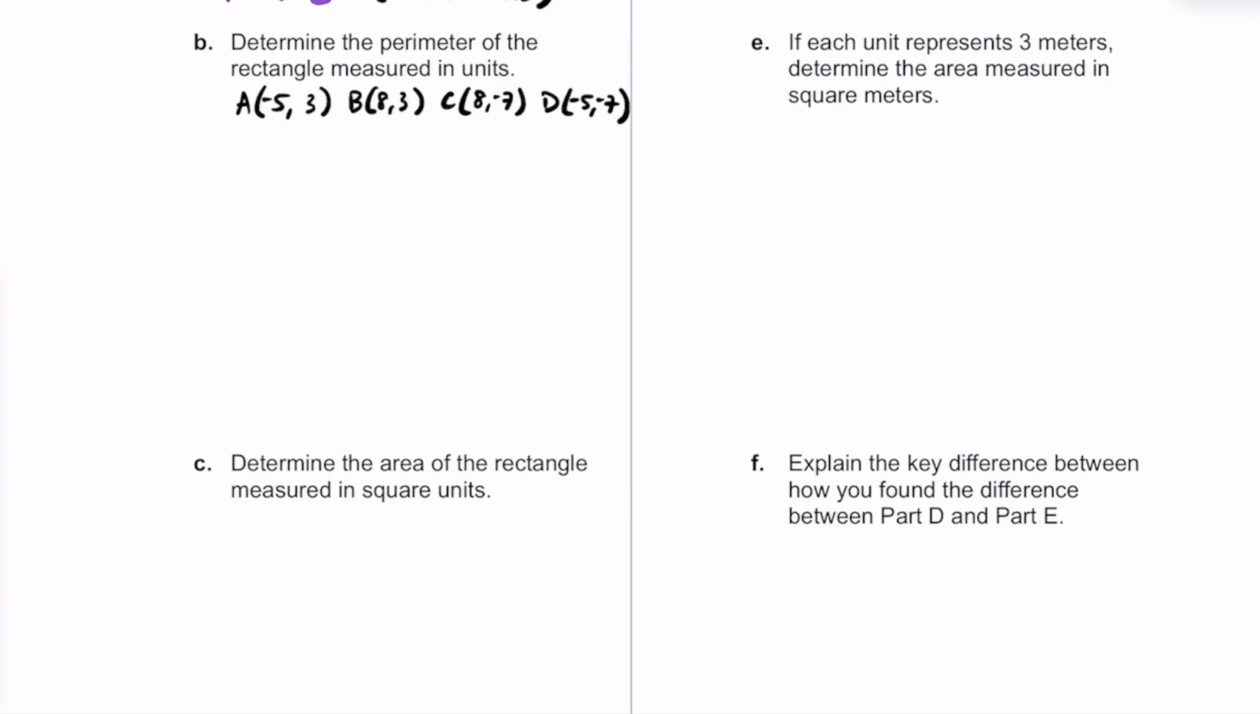To find the perimeter of a rectangle, we know the formula is twice the length plus twice the width, or just adding up all the values along the outside here.